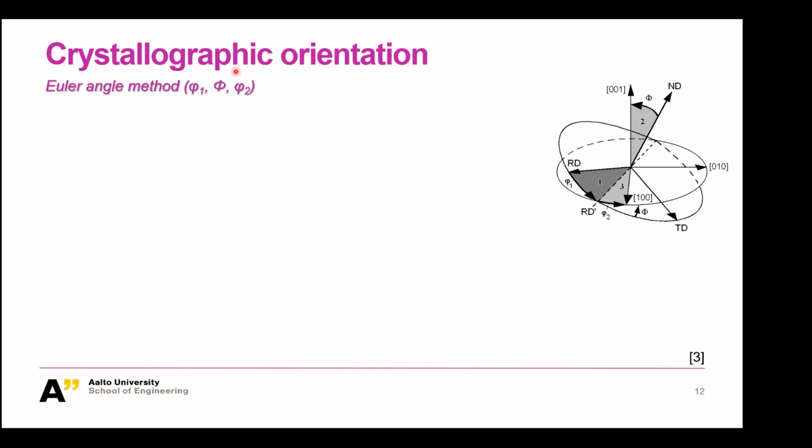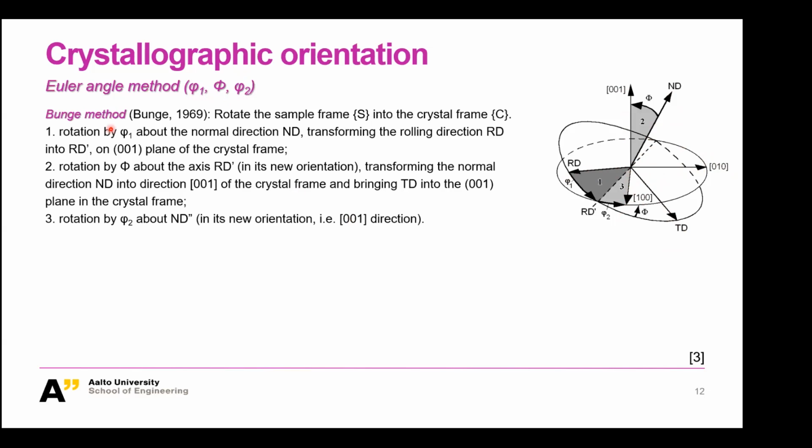And the Euler angle method tries to rotate your sample coordinate system to be consistent with your crystal coordinate system. There are different ways you can rotate it, so we will follow a common rule for it. This is named the Bunge method. In this method, there are 3 steps of rotation. For each step, you will get 1 rotation angle.